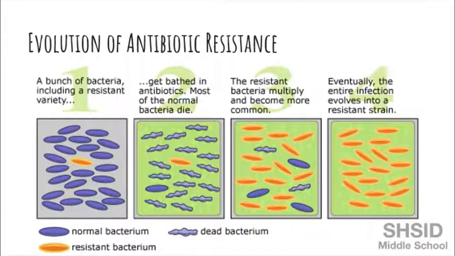Perhaps the mutation causes them to have another layer outside of their cell wall. This protects them against the antibiotic. Or maybe it's something else. But whatever it is, it causes them to be resistant. So when you take the antibiotics, most of the normal bacteria die. However, the resistant bacteria will continue to multiply and become more common until eventually the entire infection evolves into a resistant strain, and that antibiotic no longer works for your infection.